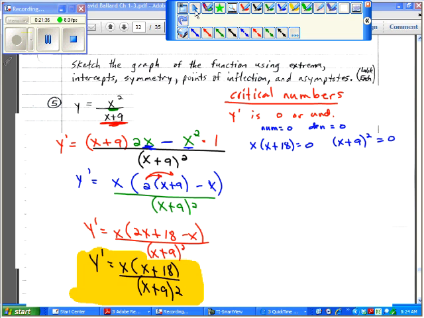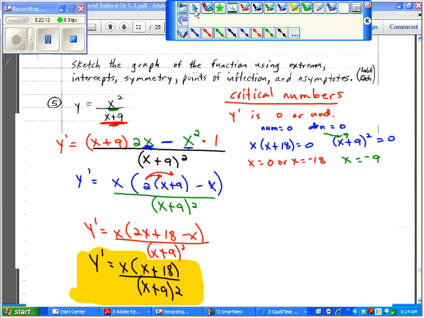Now, for the numerator to be 0, it would be 0 at x equals 0 or x equals negative 18. I don't think we have to take the time to show that working anymore. Is there anything that we could plug into the second part, the denominator, to end up with a 0? What could we plug in here and get a 0? Well, a negative 9, right? Because negative 9 plus 9 is 0, squared is 0. And so x equals negative 9 would create an undefined situation.